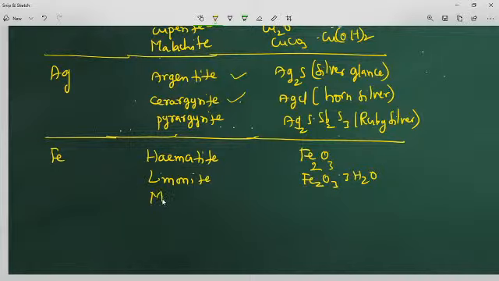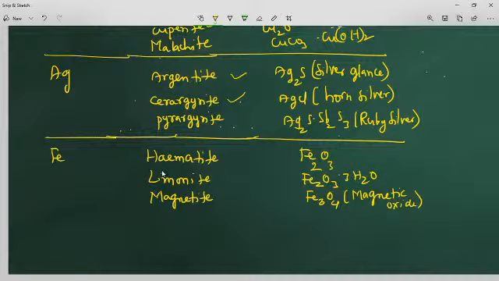Magnetite. This is not magnesite, it is magnetite, also called lodestone. Magnetic oxide of iron is nothing but magnetite. It is Fe3O4. It has a tendency toward magnetic properties, magnetic oxide of iron.